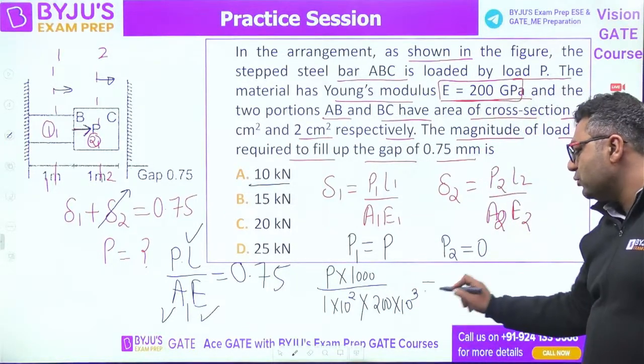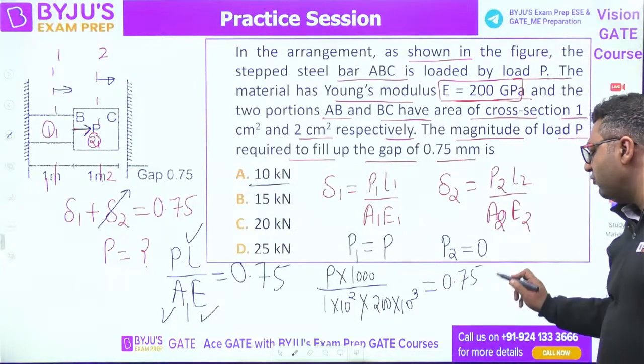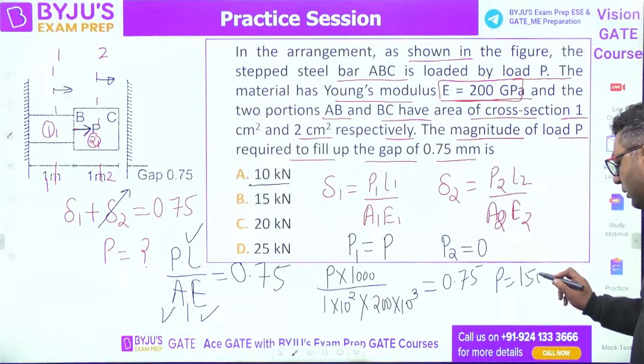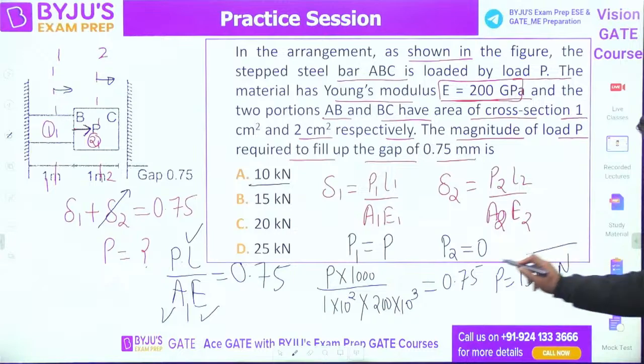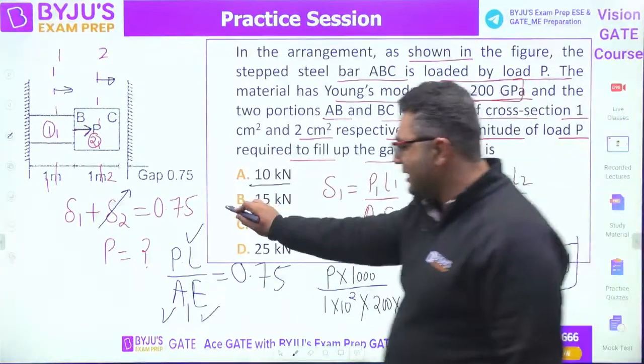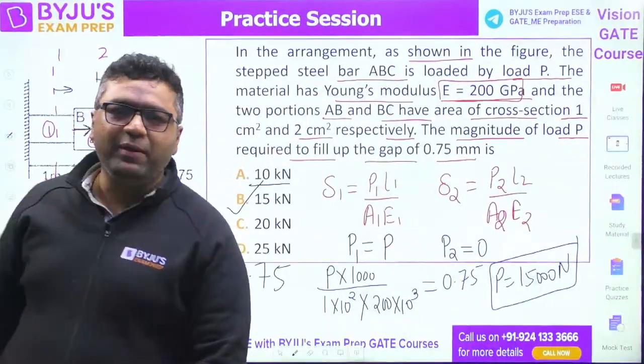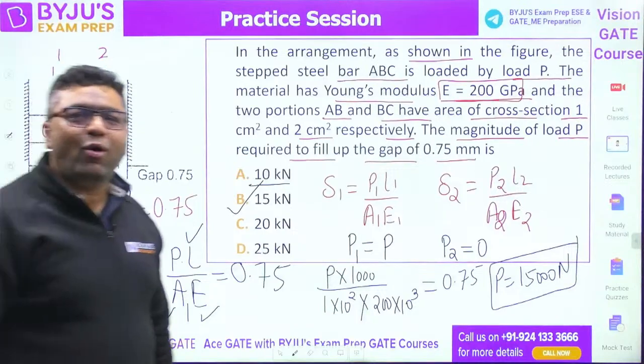Now, it is equal to 0.75 mm. This will give you P equals 15 kilonewton. So 15 kilonewton, option B, is the right answer for this question. I feel everybody understood this. Shall we move on?